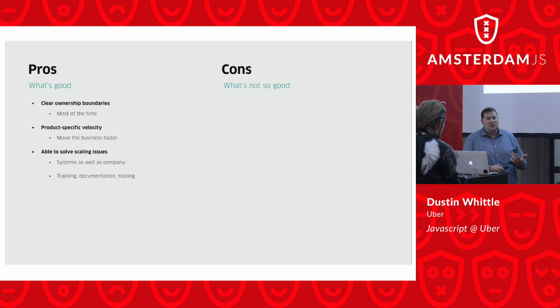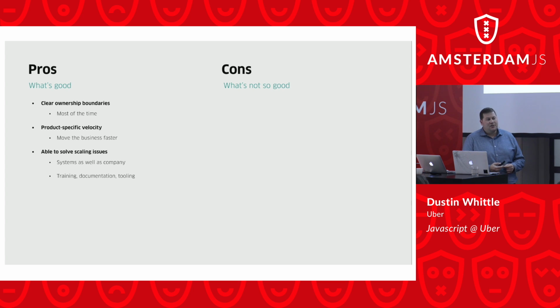It also allows for product-specific velocity. Teams can move at their own pace. The Uber Rides team and the Dispatch team, who care very much about stability, are going to iterate more slowly than a new product that's trying to launch something like Uber Eats Marketplace or Uber Rush. And so it allows each one of the businesses to move at their own pace.